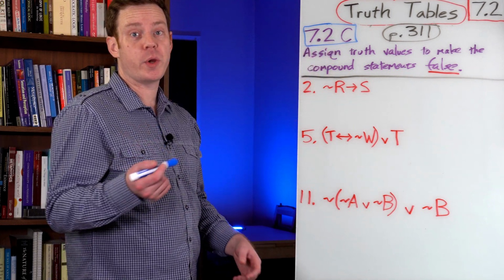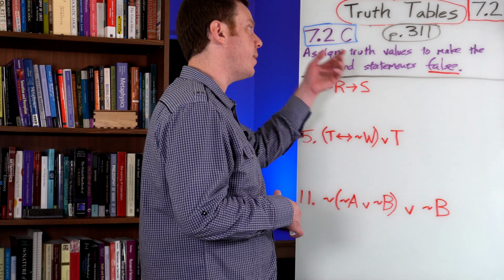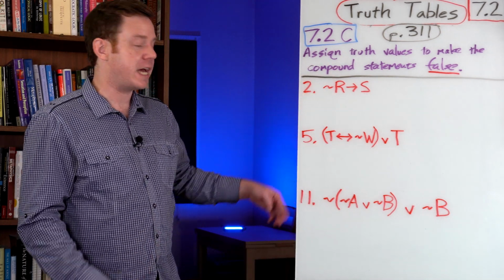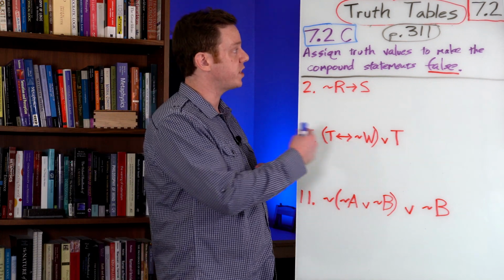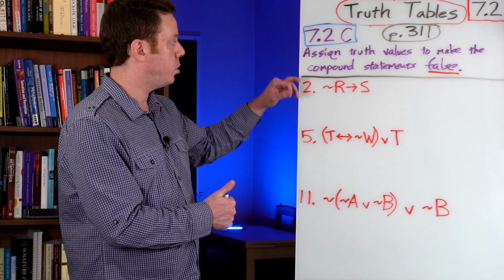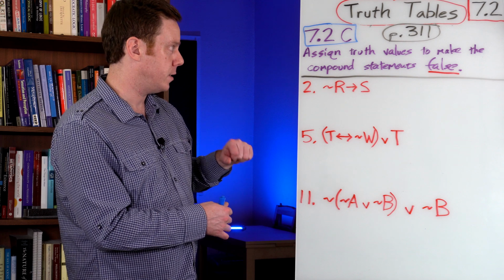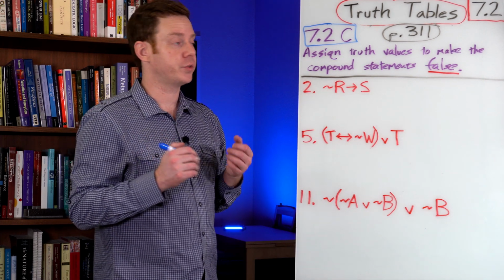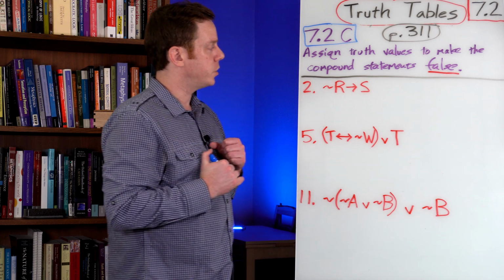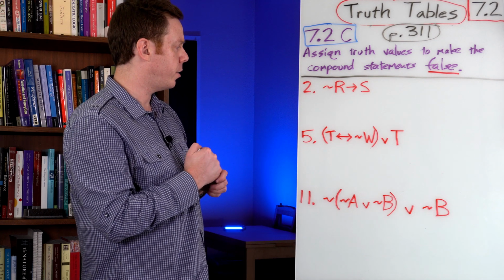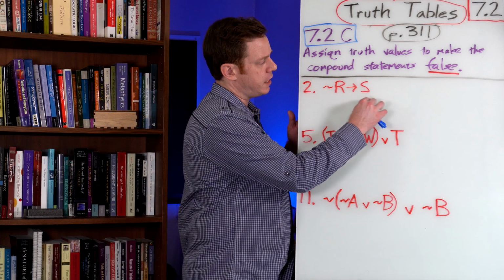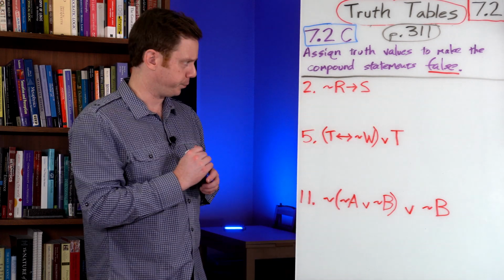7.2C, this is on page 311. In this exercise set, we are asked to assign truth values to the atomic statements in order to make the whole compound statements come out false. So how are we going to do this? Let's look at number 2. The whole thing needs to come out false.